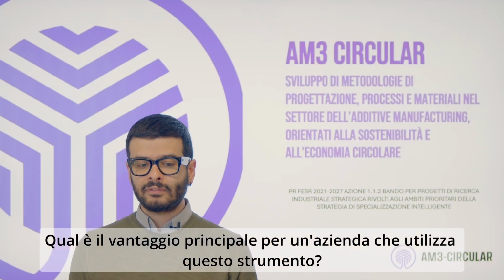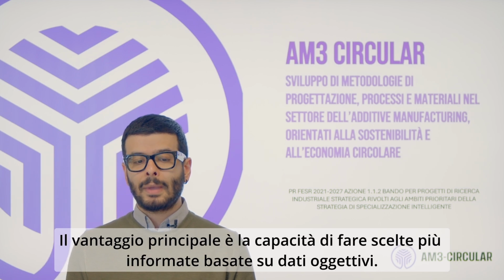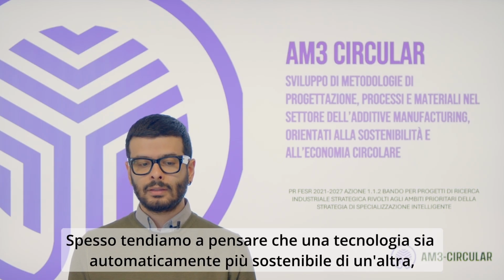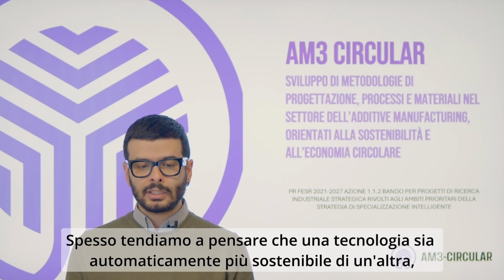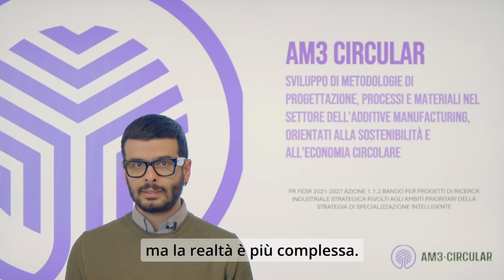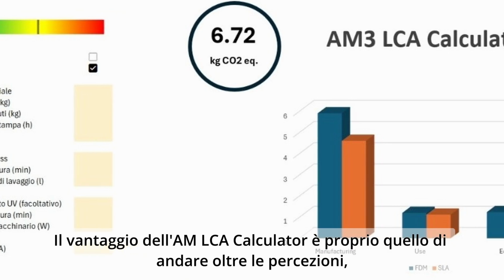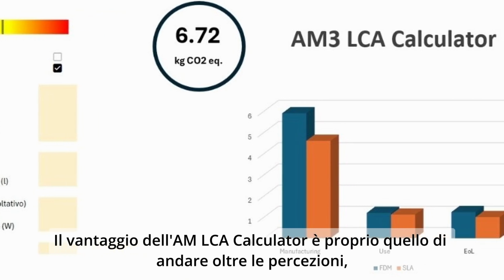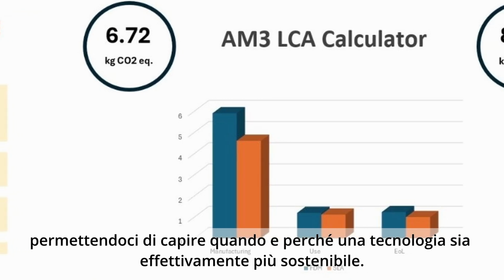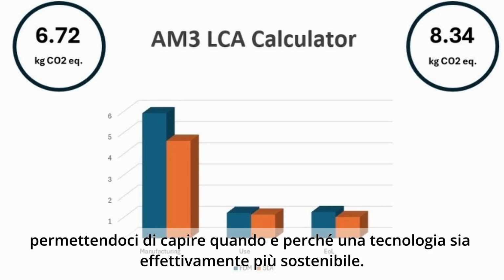What is the main benefit for a company using this tool? The main benefit is the ability to make more informed choices based on objective data. We often tend to think that one technology is automatically more sustainable than other, but the reality is more complex. The advantage of the AM-LCA calculator is precisely that it goes beyond perceptions, allowing us to understand when and why a technology is actually more sustainable.